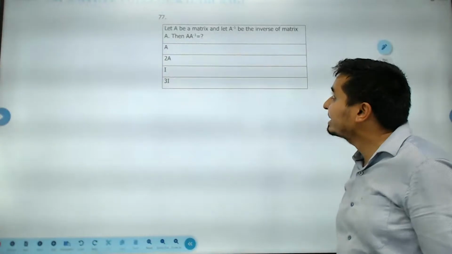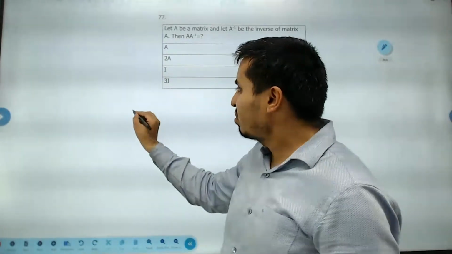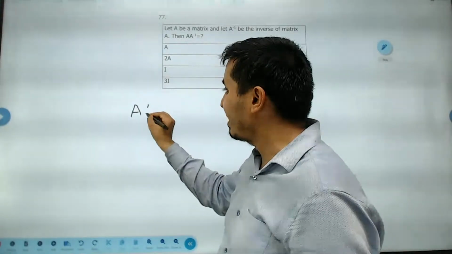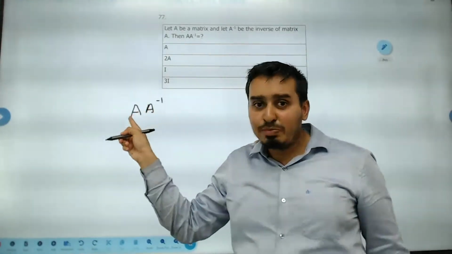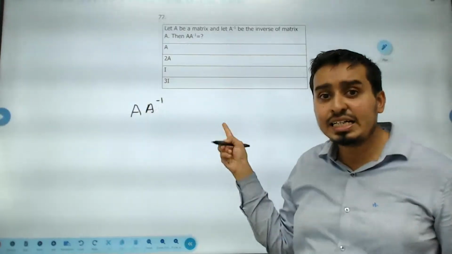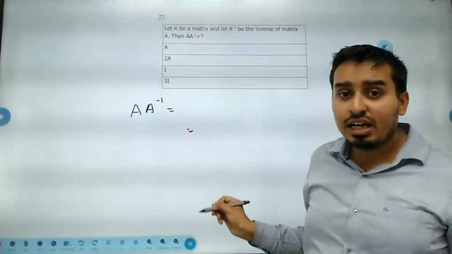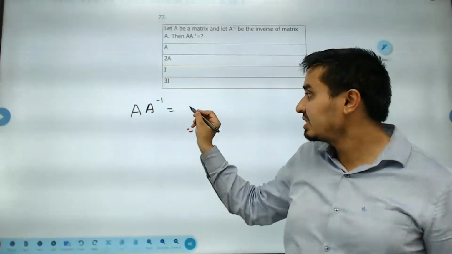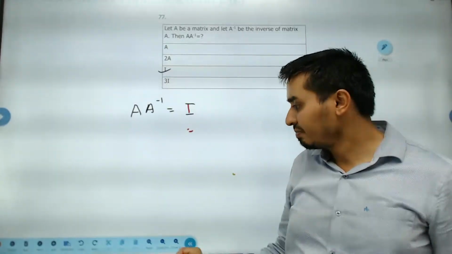Let A be a matrix and let A inverse be the inverse of matrix A. Then A into A inverse. So the inverse of anything in mathematics, not just matrices, is something which when you multiply with the original thing, you get the identity for that operation. So A into A inverse has to be the identity for matrix multiplication, which is the unit matrix, right? So it has to be option C.